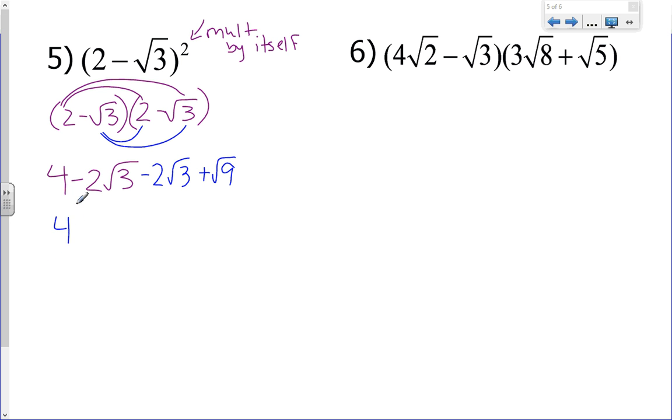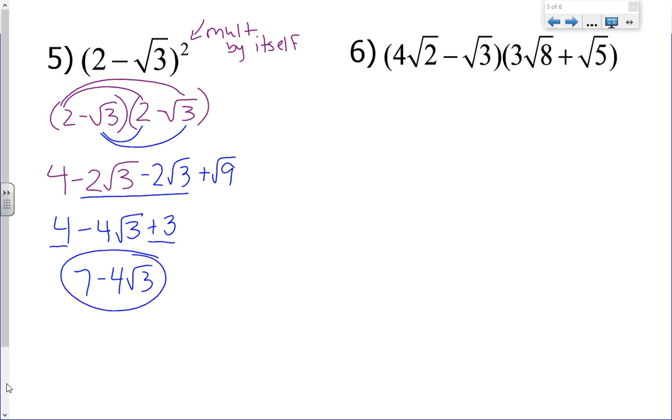And then we can combine these together to get minus 4 square roots of 3. Remember, the radical stays the same. I'm just adding negative 2 and negative 2. But 9 is a perfect square, so I'm going to take the square root of that and get 3. Once we do that, you should notice that we have a second set of like terms that we can combine. 4 plus 3 is 7. So we have 7 minus 4 square roots of 3.